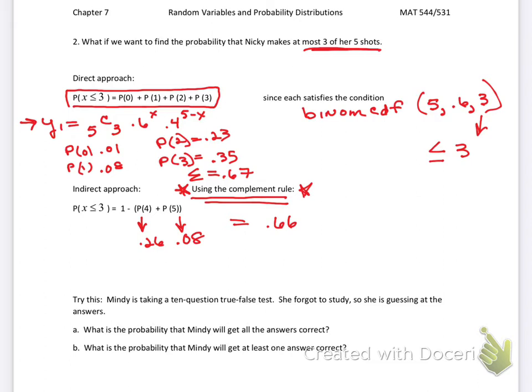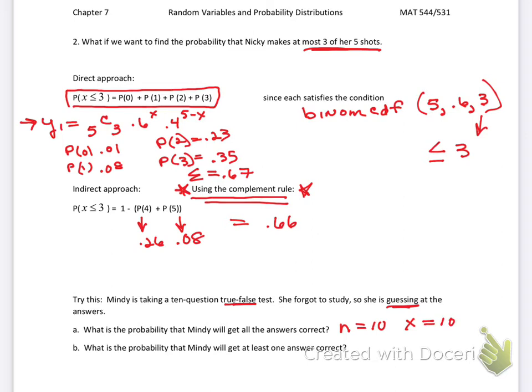Okay, so then it says try this. Mindy is taking a 10-question true-false test. She forgot to study, so she is guessing at all the answers. What is the probability that Mindy will get all the answers correct? So if she's getting them all correct, then she has 10 questions, so the trials is 10, and then the correct will also be 10. That's what that problem is going to be.